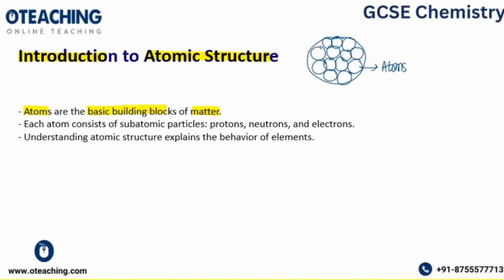Each atom consists of subatomic particles. Each atom consists of small subatomic particles such as protons, neutrons, and electrons. Protons are positively charged, neutrons are neutral in nature, and electrons are negatively charged.